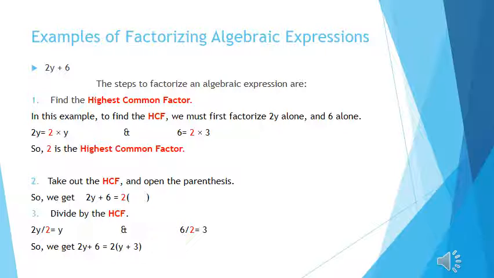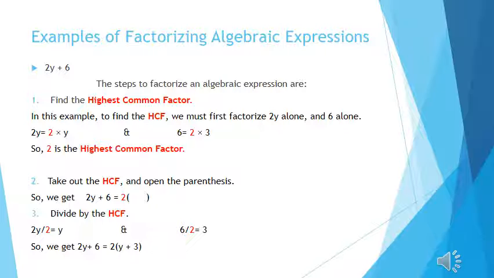Let's take some examples of factorizing algebraic expressions. For example, 2y plus 6. Now we will go through some steps in order to solve and factorize 2y plus 6. The steps to factorize an algebraic expression are: first, find the highest common factor. Pay attention to the highest common factor.